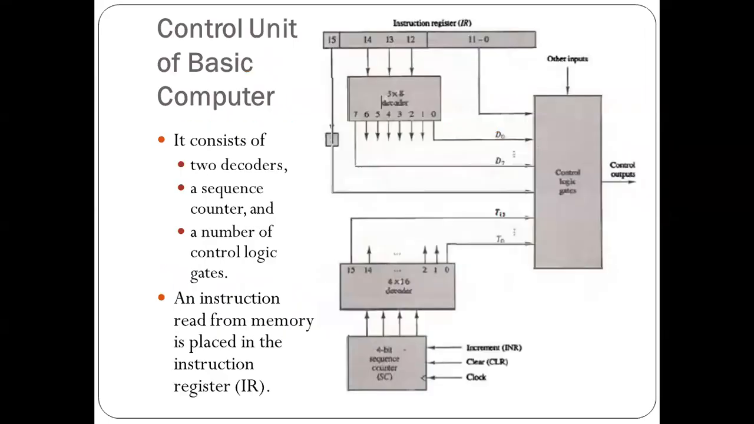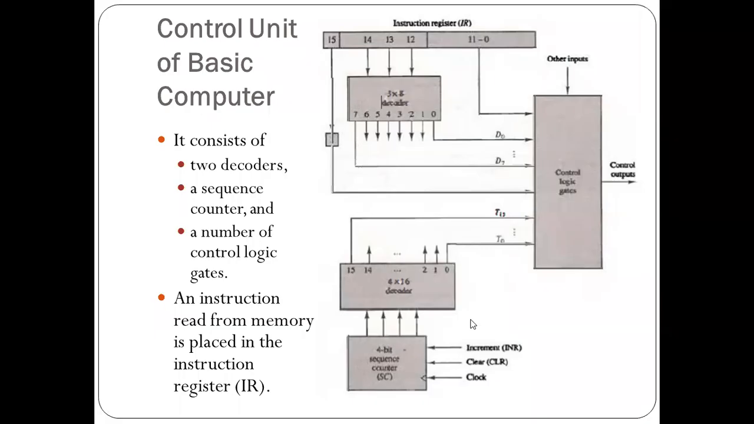So let us see now the hardwired implementation of the basic computer control unit. This is an example for hardwired implementation. We are now generating control signals for execution of an instruction, and there are several stages in instruction execution. First, we will have our instruction code in the instruction register, IR, which holds our 16-bit instruction code.